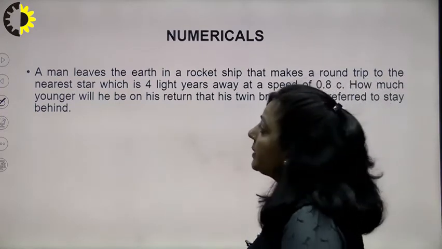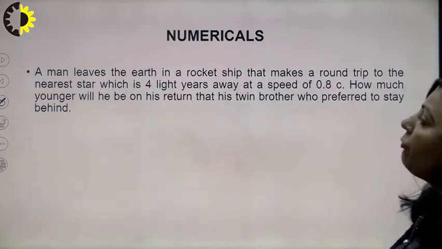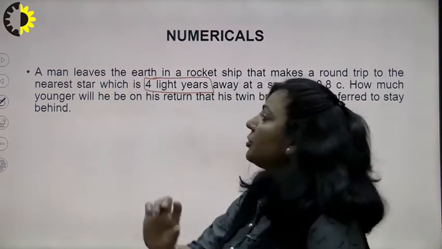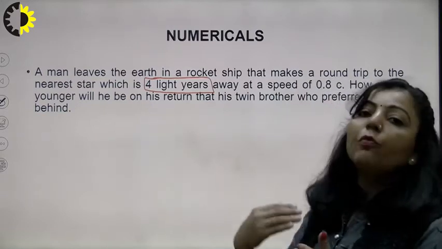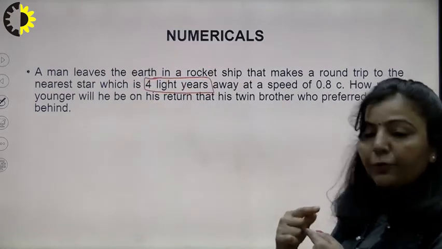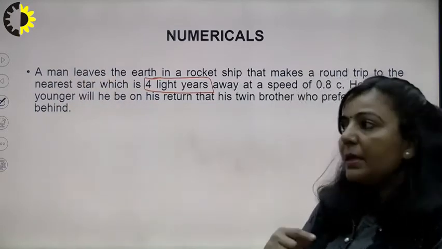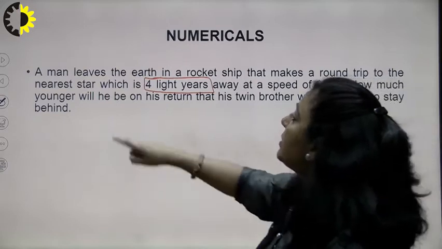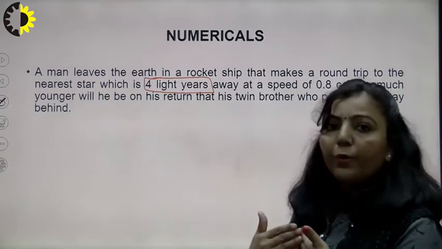So first the question is: a man leaves Earth in a rocket ship that makes a round trip to the nearest star, which is 4 light years away, right? So there is a man leaving Earth, moving towards the nearest star, and making a round trip. Round trip means it will move from Earth to that star, and then come back to Earth. The nearest star is 4 light years away, meaning the distance between Earth and that star is 4 light years.